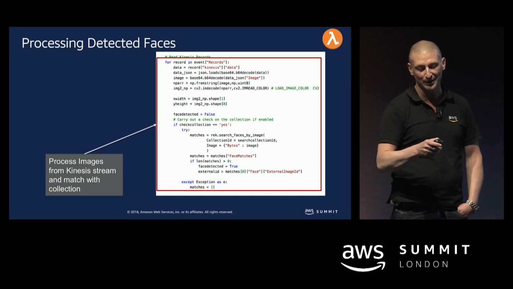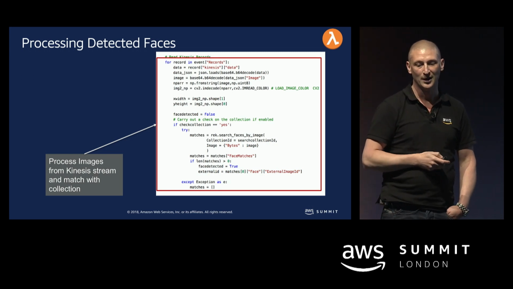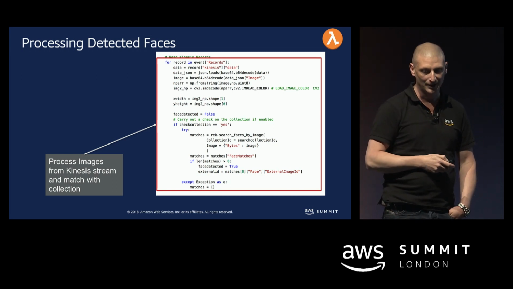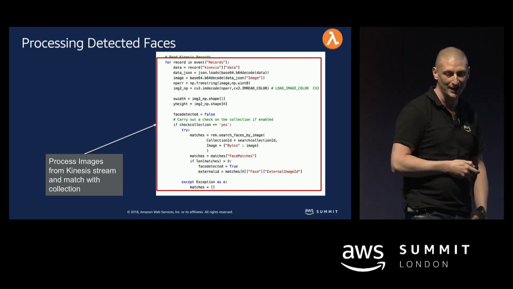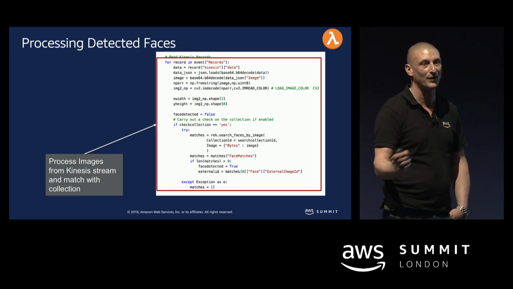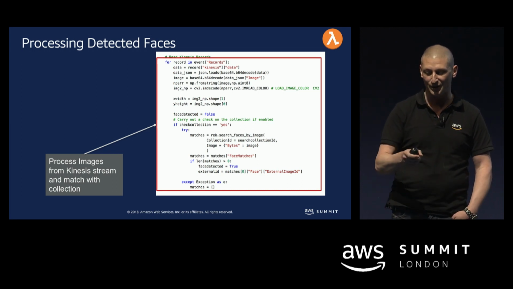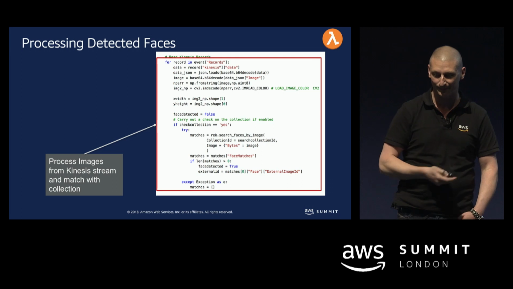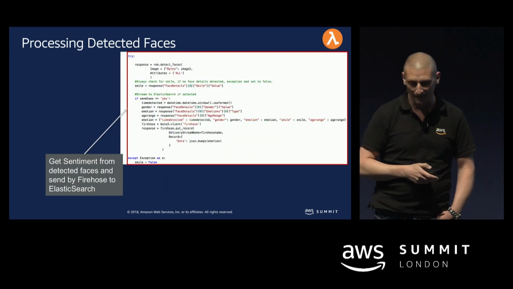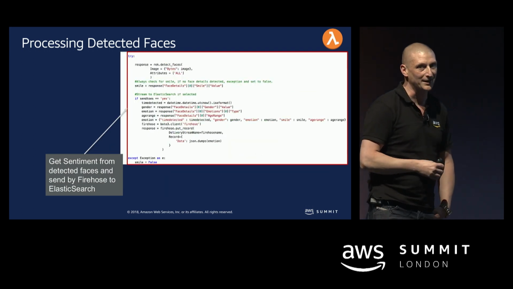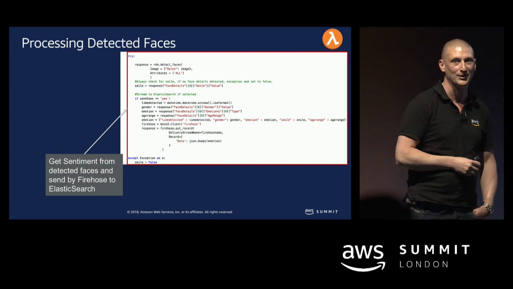So very, very simply, running a Lambda function, using OpenCV, taking the image, and when I detect an image, I'm just calling the search faces by image, which we've touched on earlier. Pass in the image bytes, and determine if I actually get a match. The other thing that I'm doing is getting the sentiment from the faces that I detect.